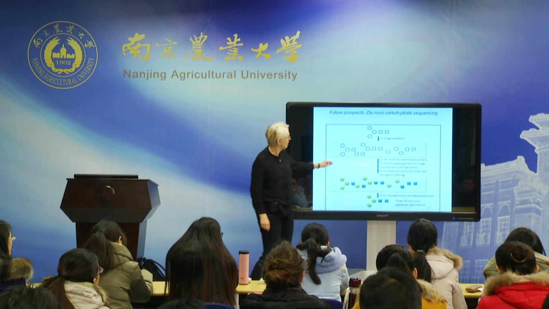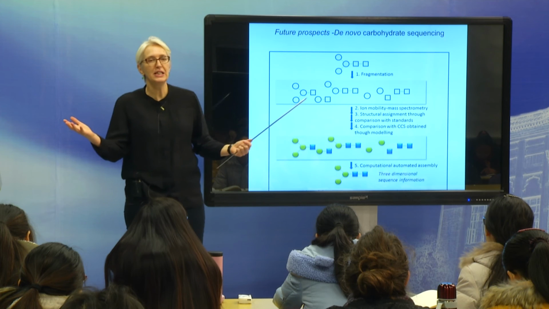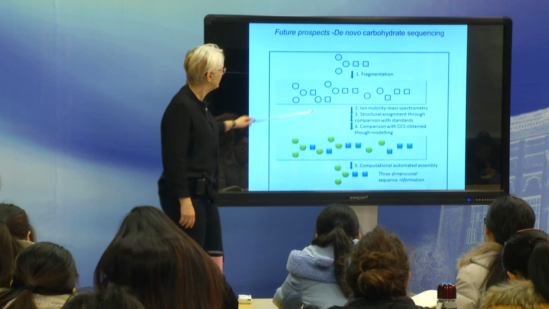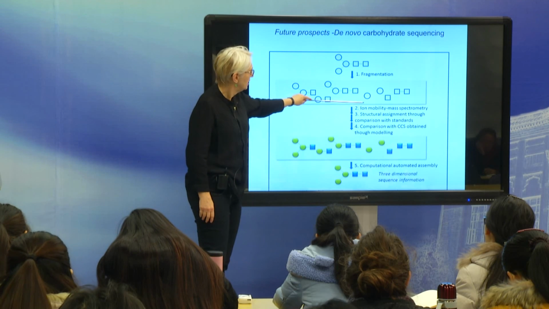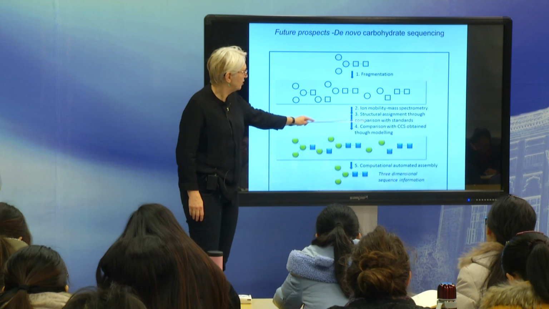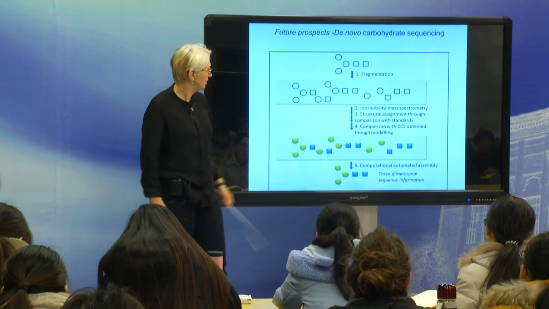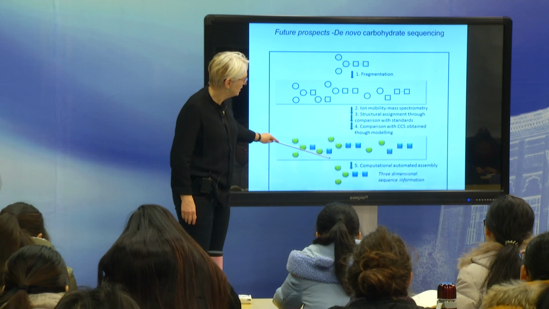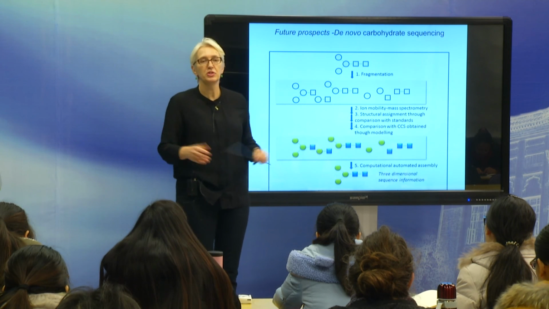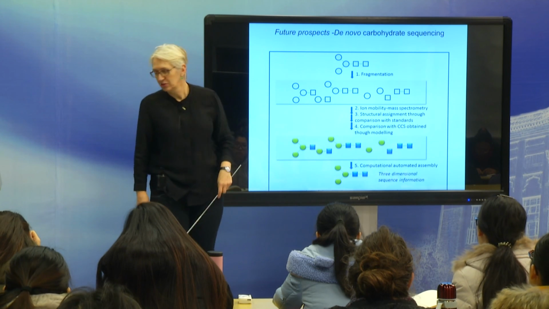And what I'm hoping is that ultimately we have de novo carbohydrate sequencing. The dream is really that in 10 years' time, someone can give us a sample, they don't have to tell us where it comes from, and we just put it into the mass spectrometer, fragment it, do ion mobility and structural assignments through comparison with standards, comparison of CCS maybe with modeling data, which allows us to do some predictions, then assign all these fragments, and then use some computational methods to put it all together. Sort of a shotgun sequencing, universal sequencing approach that maybe works then for all glycans. So that is the dream of the future.